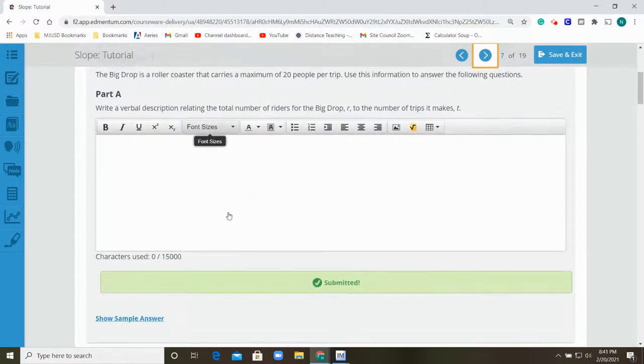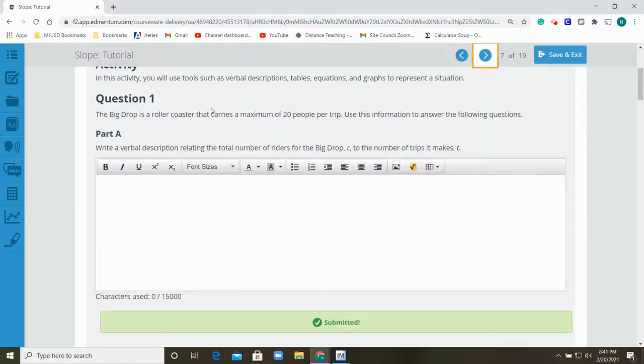Activity. In this activity, you will use tools such as verbal descriptions, tables, equations, and graphs to represent a situation. Question number 1. The Big Drop is a roller coaster that carries a maximum of 20 people per trip. Use this information to answer the following questions. Write a verbal description relating the total number of riders for the Big Drop, R, to the number of trips it makes, T.